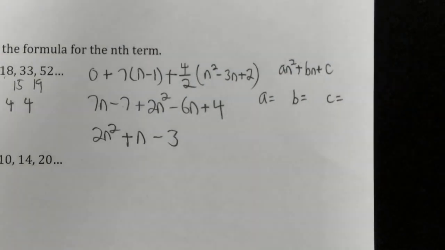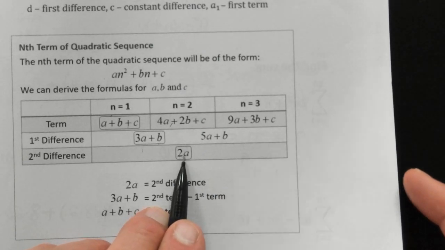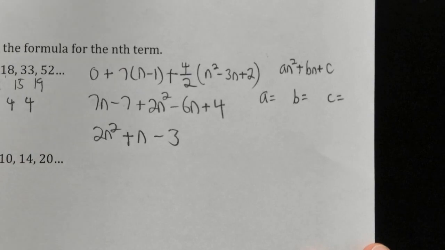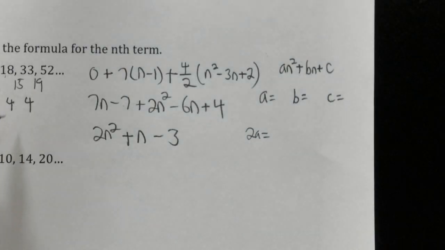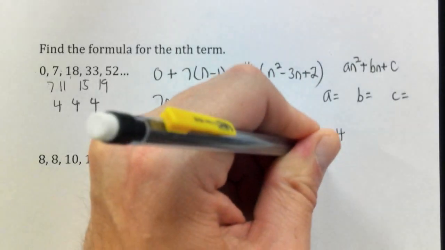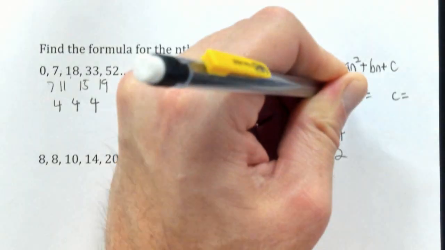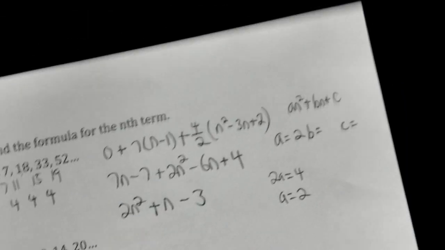Well, remember, the second difference is equal to 2a. The second difference is equal to 2a. So that means 2a equals what? 2a equals 4. Well, if 2a equals 4, then I know a is equal to 2. All right, I got 2 for a.